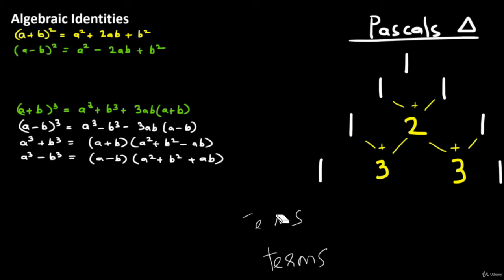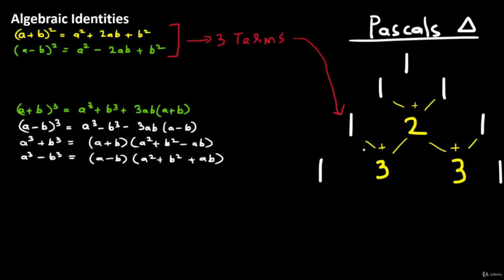Now we know that a plus b the whole square will have 3 terms in the expansion. So let's take the row in the Pascal's triangle which has 3 terms. So that's this row, right? So over here we have 3 terms, therefore it correlates with this row in the Pascal's triangle. And a plus b the whole cube or a minus b the whole cube have 4 terms, so that correlates with this row in the Pascal's triangle where we have 1 2 3 4 terms. All right, now these are nothing but the coefficients of the expansion.